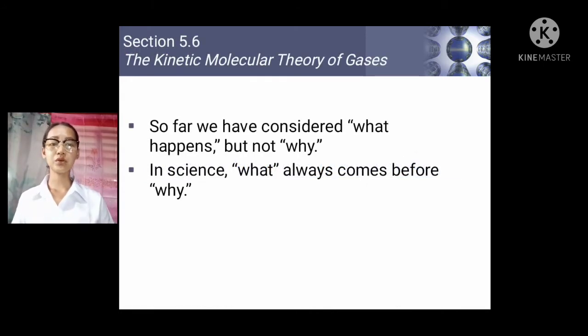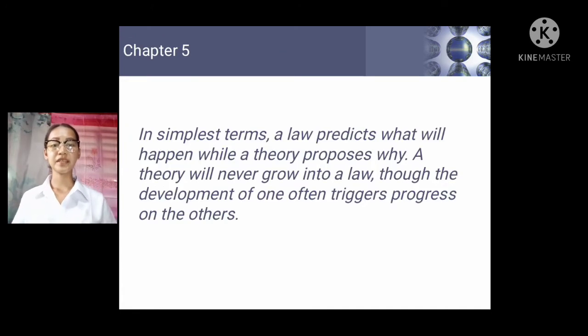So far we have considered what happens but not why. In science, what always comes before why. So in simplest terms, a law predicts what will happen while a theory proposes why. A theory will never turn into a law, though the development of one often triggers progress on the other.